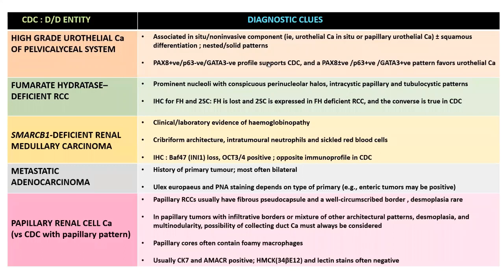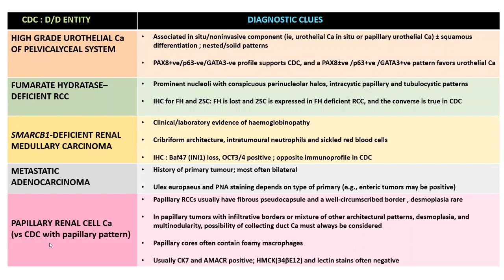So these are the various differential diagnoses of a collecting duct carcinoma, as I've already said: high-grade urothelial carcinoma of the pelvicalyceal system, fumarate hydratase deficient renal cell carcinoma, a SMARCB1 deficient renal medullary carcinoma, a metastatic adenocarcinoma. Obviously, because you are having a high-grade adenocarcinoma, you will need to exclude the possibility of a metastasis from some other source, but a metastatic tumor is usually bilateral.